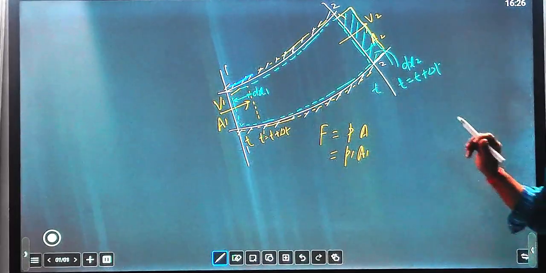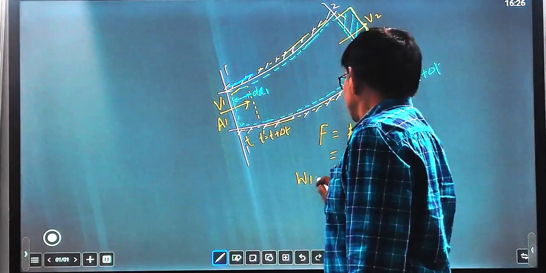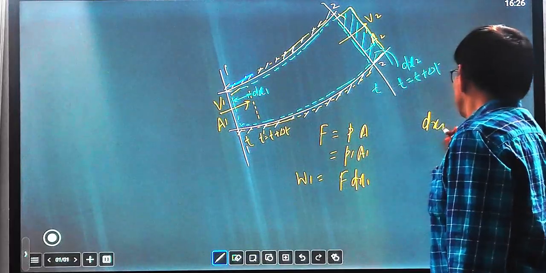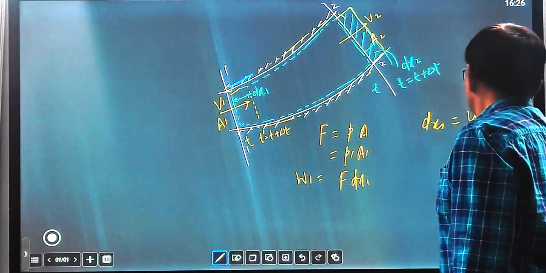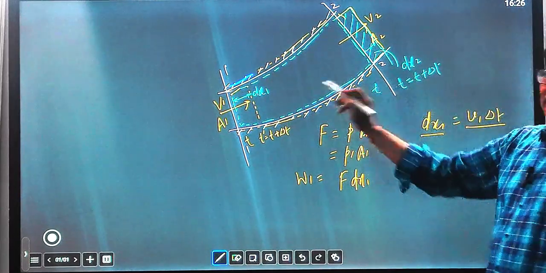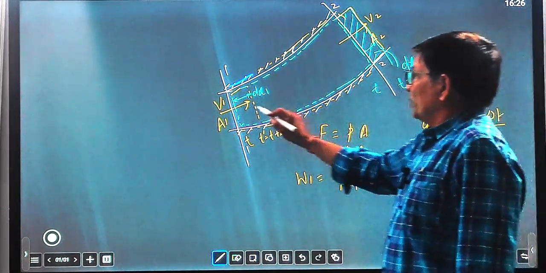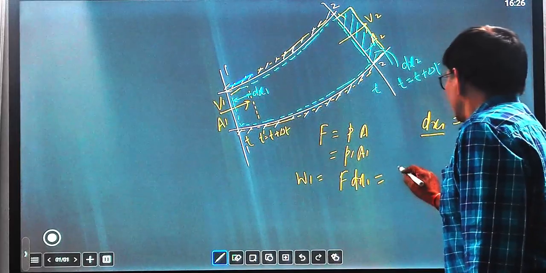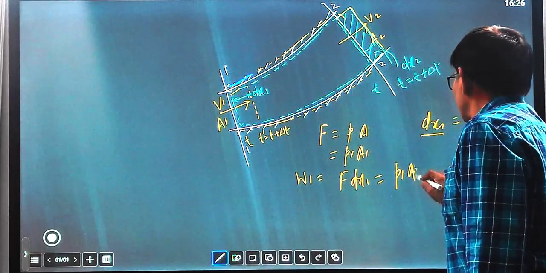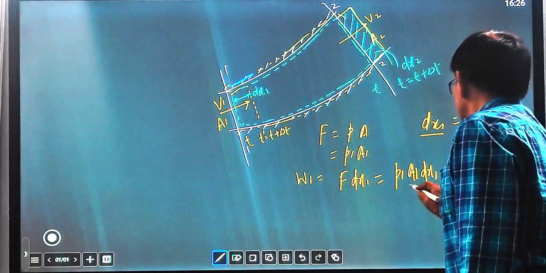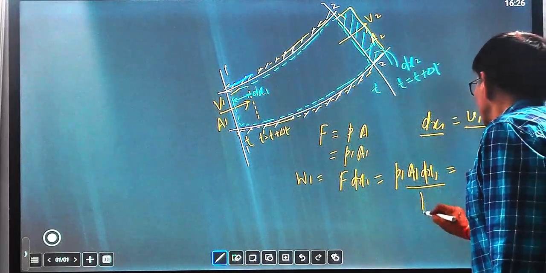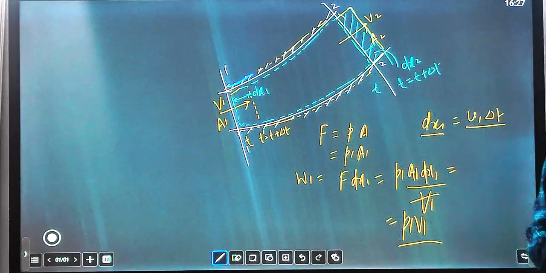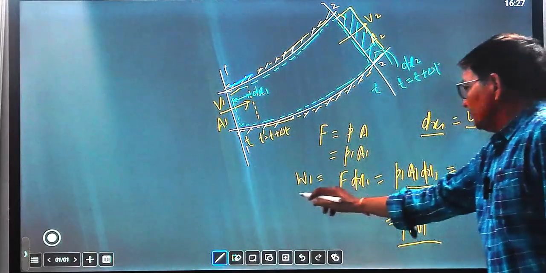And work done due to this pressure force, W1, equal to force into displacement dx1, and dx1 is equal to V1 into delta t. dx1 is covered by the fluid due to V1 into delta t. V1 is the velocity at this point. So work is dF into dx1, that is equal to pressure P1 into A1 into dx1, and A1 into dx1 equal to volume V1. So this is equal to P1 V1. This is a pressure force, and this is work being done.